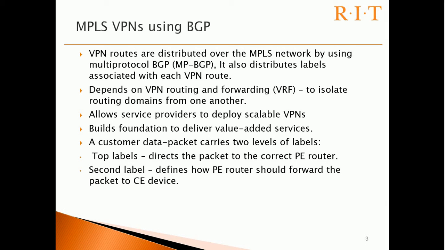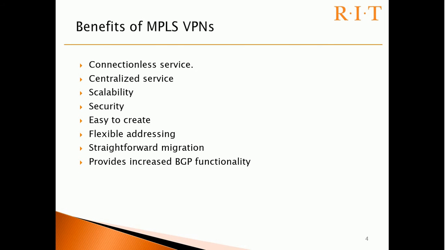As we know, MPLS is a connectionless protocol, so it can be used in huge enterprises to route between the different branches and to connect the branches to the headquarters. And it builds a foundation to deliver value-added services. There are two levels of labeling in MPLS. The first level is the top label. It directs the packets to the correct provider edge router, and the second label determines how the provider edge router should forward the packet to the customer edge router.